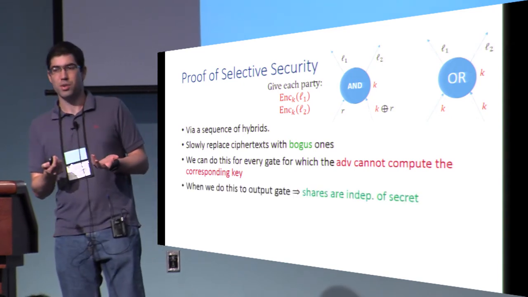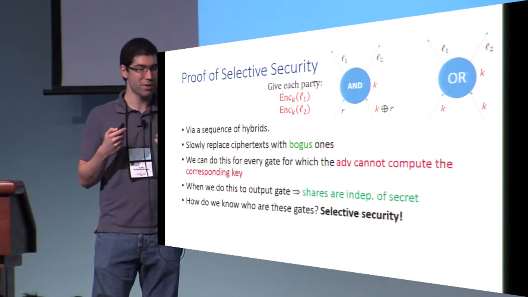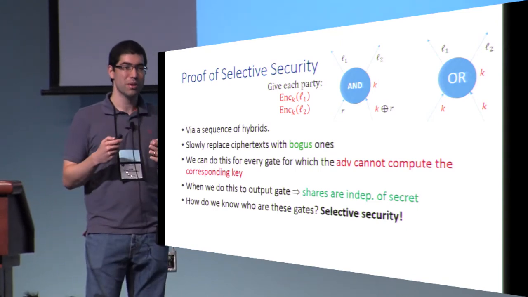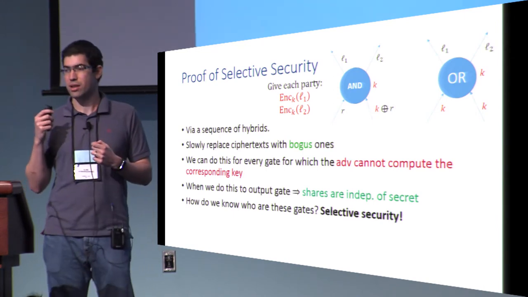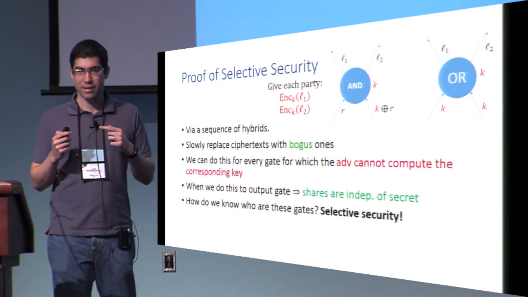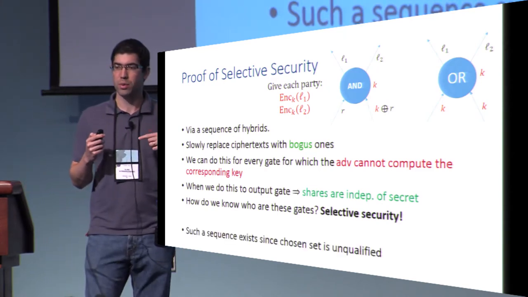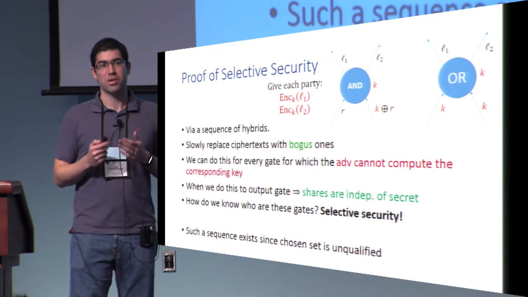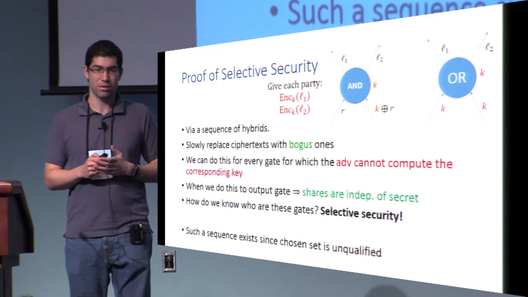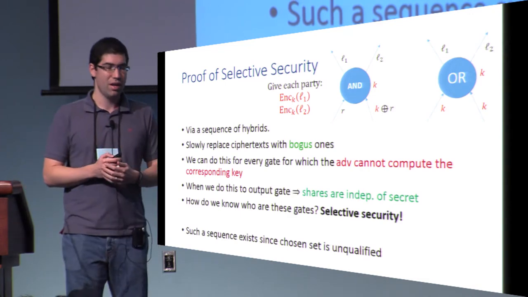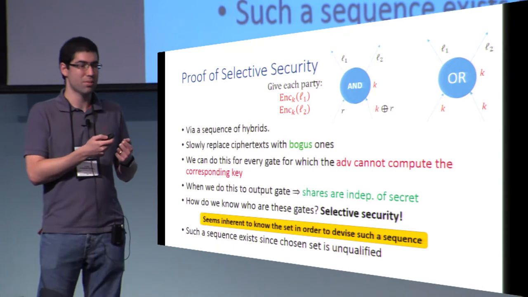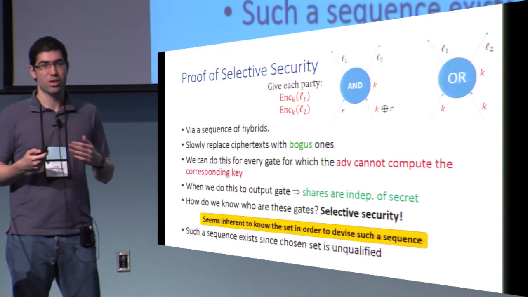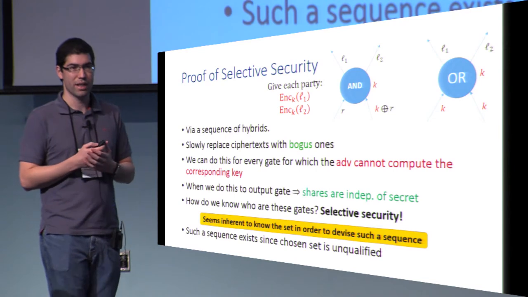But how do we know which ones? This is where we use the selective security. We know the set of parties whose shares the adversary opens ahead of time. So we know exactly which gates the adversary can compute the key for and which gates he cannot. And there must be a path from the input wires to the output wire in which we can replace all ciphertexts with bogus ones, and thus replace the output wire with a bogus one, which makes the whole thing independent of the secret. So the scheme becomes secure. So this is the high-level idea of the proof. And notice that using this approach, it seems inherent to know ahead of time the set of parties the adversary is going to choose, just to know the path of gates that we can replace with bogus ones.